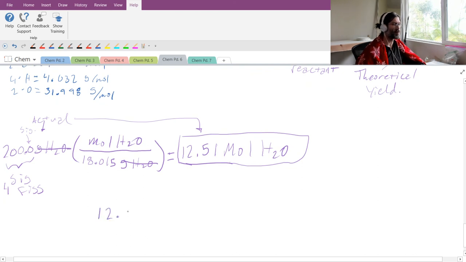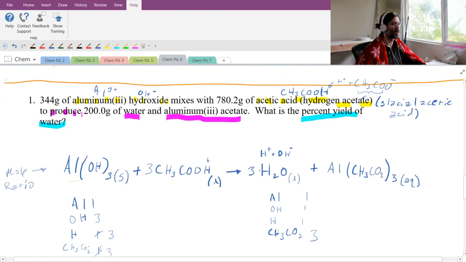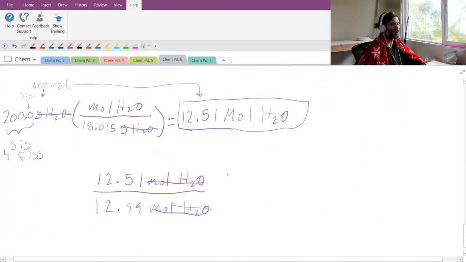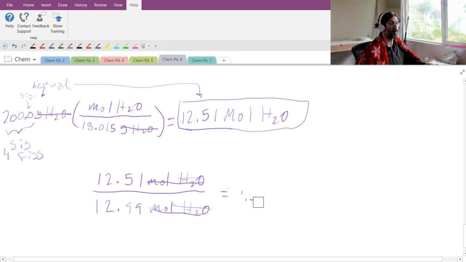We have 12.51 moles of H2O over 12.99 moles of H2O. Moles of H2O cancel, and we are left with a dividing problem. 12.51 divided by 12.99 equals 96 point... Oh, I forgot one thing. We need to multiply it by 100.